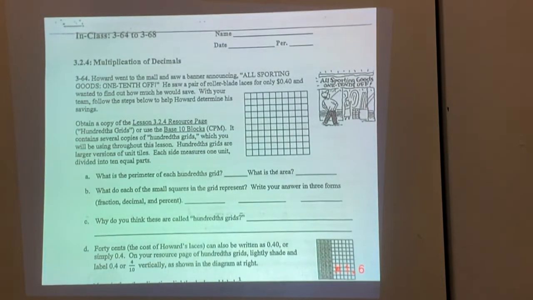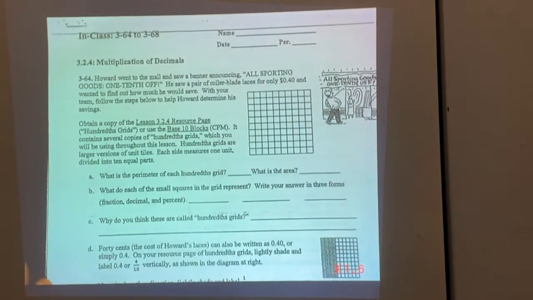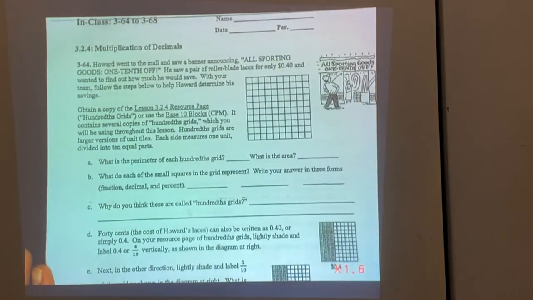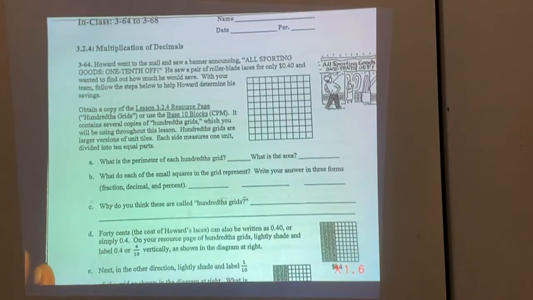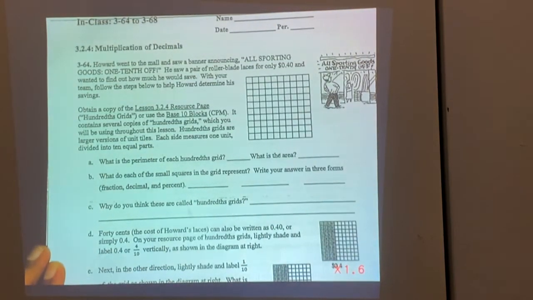In class, 3-64 to 3-68, lesson 324, multiplication of decimals. Question 64. Oh, it's a long one. So when I get to D, I need to move the paper up. Okay. Question 64. Howard went to the mall and saw a banner announcing all sporting goods 1/10 off. He saw a pair of rollerblade laces for only 40 cents and wanted to find out how much he would save. With your team, follow the steps below to help Howard determine his savings.